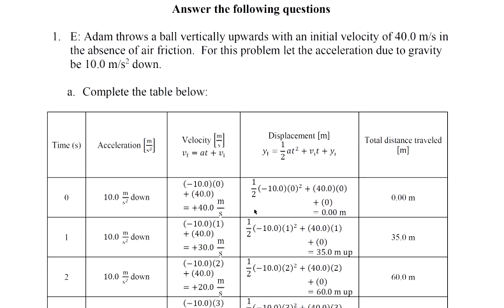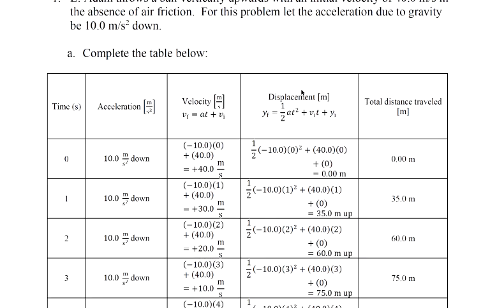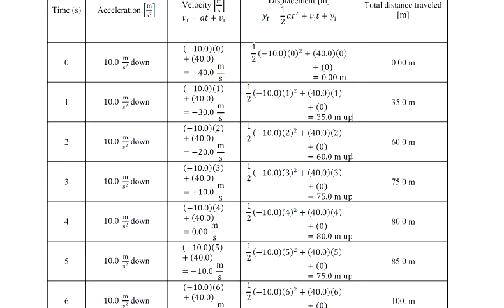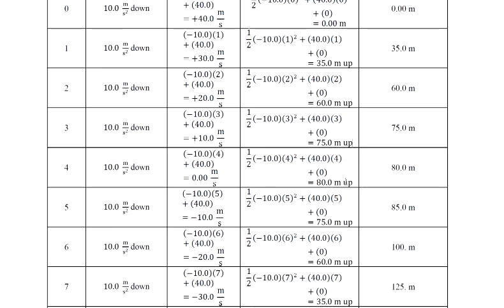The displacement, we're going to use this equation. This is the total displacement of the object after each second. The moment after we throw it, t equals 0, the displacement is 0. Then after 1 second, the object moves 35 meters up. After 2 seconds, the object moves 60 meters up. Then after 3 seconds, the object moves 75 meters up. Then after 4 seconds, the object moves 80 meters up.